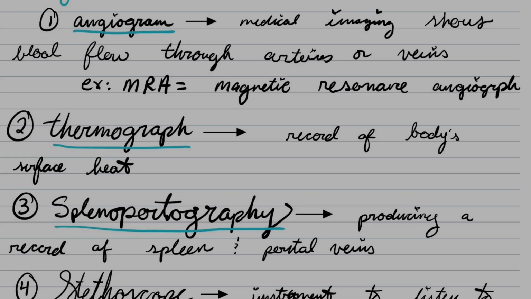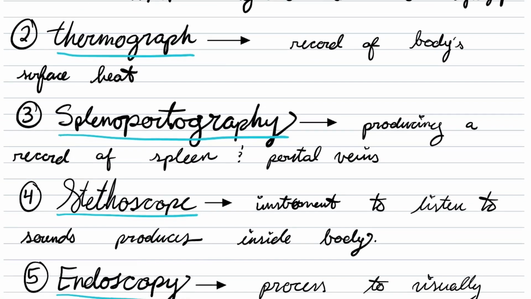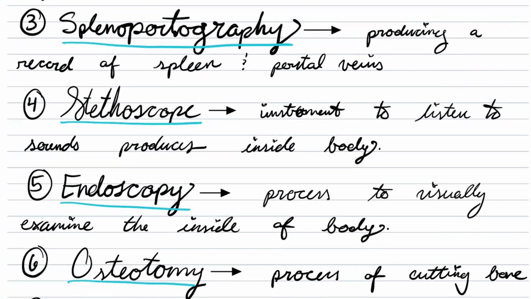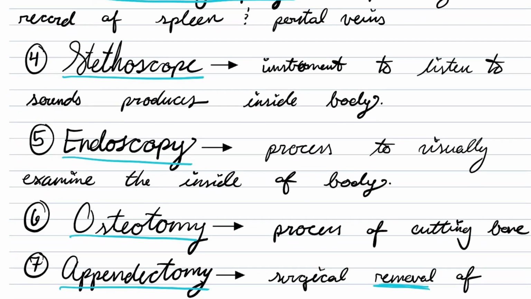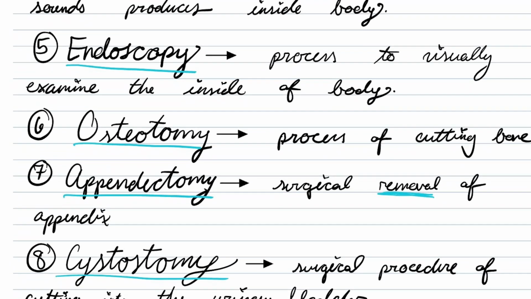All right, to start us off, we have angiogram, which is medical imagery. Thermograph is a record of the body's surface heat. Splenoportography is producing a record of the spleen and portal veins. Stethoscope, an instrument to listen to sounds produced inside the body. Endoscopy, the process to visually examine inside the body. Osteotomy, appendectomy, and cytostomy.